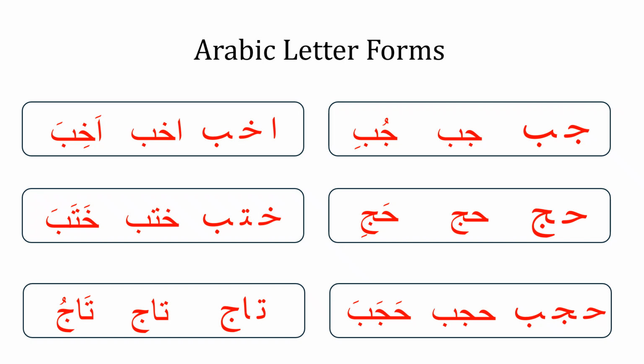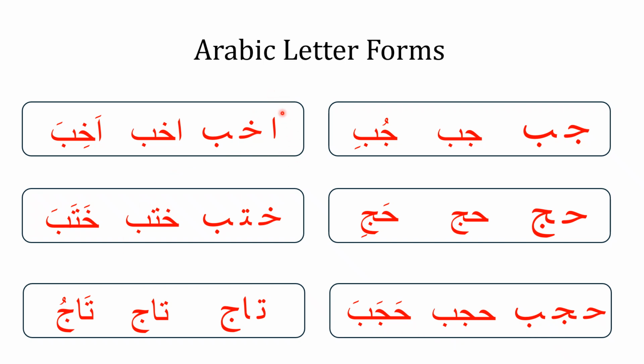So here we have the letter Jeem in its beginning form and ba in its end form. We've joined them and we've put harakat, so jubi. Ha in the beginning, Jeem in the end, join them, haji. Ha in the beginning, Jeem middle, ba end, ha, ja, ba. And then we have alif.